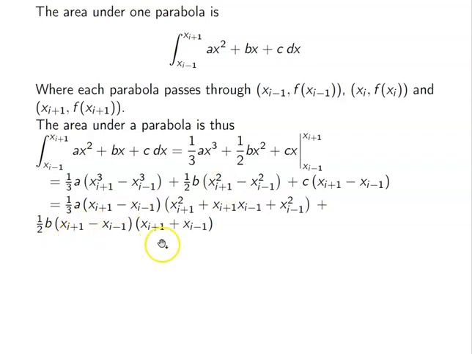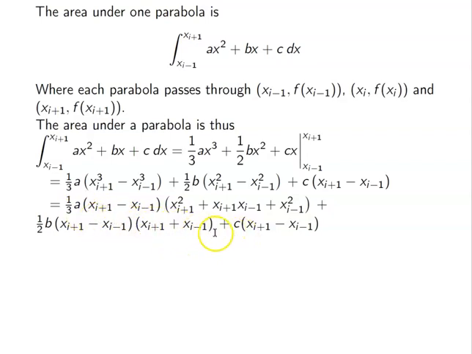So 1/2 b times x sub i plus 1 minus x sub i minus 1, and then here, same thing, but added. And for the c, I just don't do anything with it. Now, I would like to continue factoring if I can. I really want to simplify all the way.